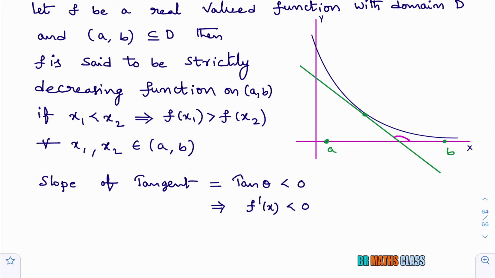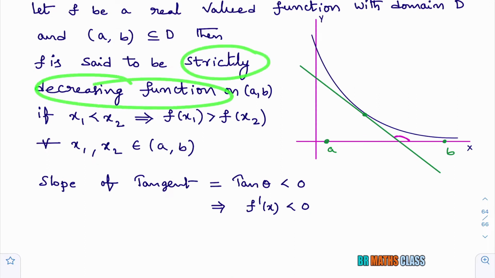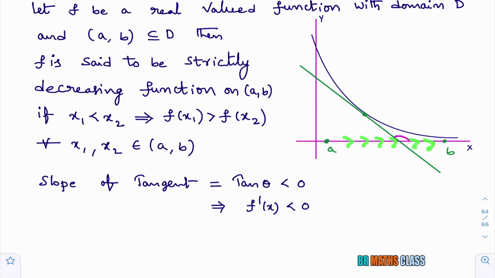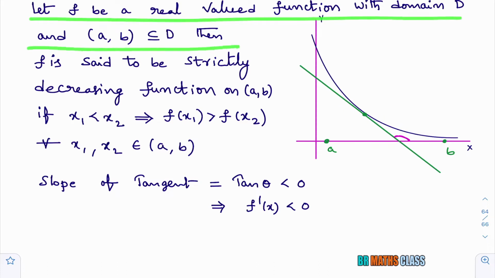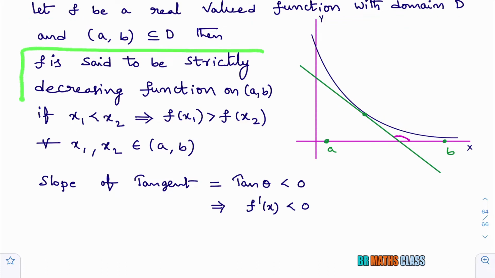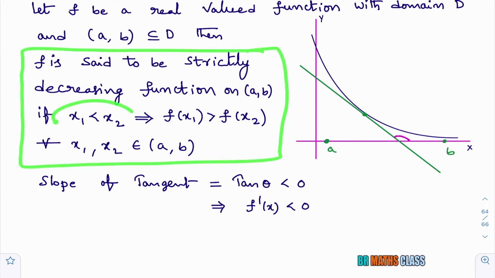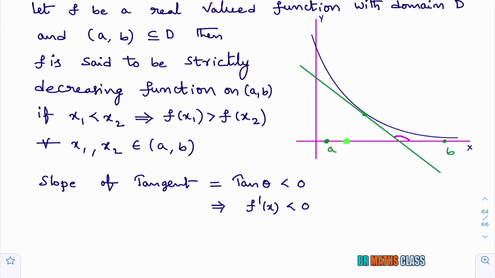Now you see the definition of a strictly decreasing function. As x values are increasing, but what about its functional values? Functional values are decreasing. How do we say it in a statement? You see, this story is as usual. This is an important one: f is said to be a strictly decreasing function on the open interval (a, b) if x1 less than x2, meaning as x values are increasing, f of x1 is greater than f of x2. Here I will consider x1, x2 as two points in the open interval (a, b).